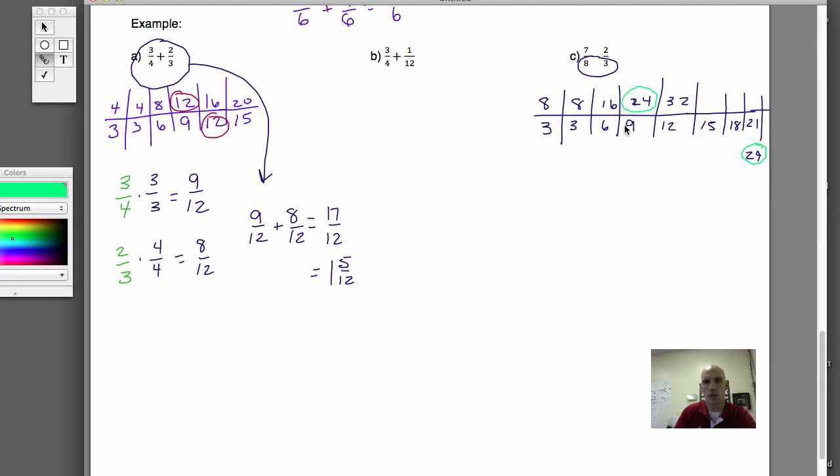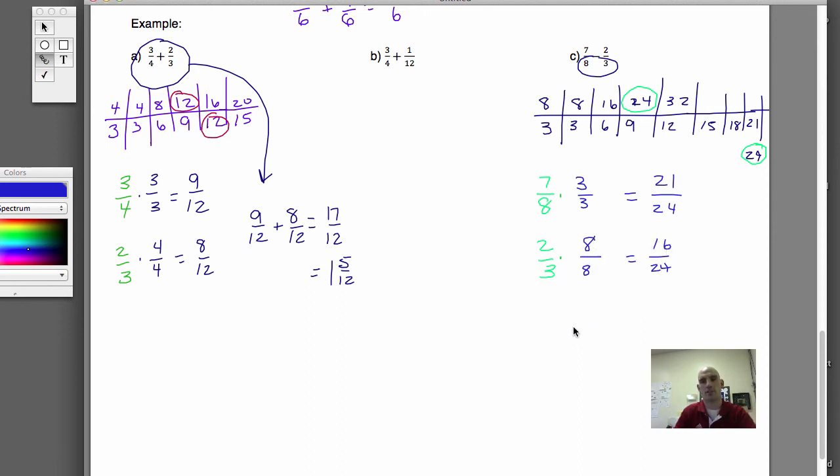Well, if I've got 7/8 and 2/3, I can ask what I need to multiply these by to get what I want on the bottom. So with eighths, I want to end up with 24ths. So I need to multiply this by 3 over 3. That gives me 21 over 24. Asking the same question down here, if I want 24ths on the bottom, what do I have to multiply to get there? Well, it's 8. So 8 on top, 8 on bottom, 16 over 24.